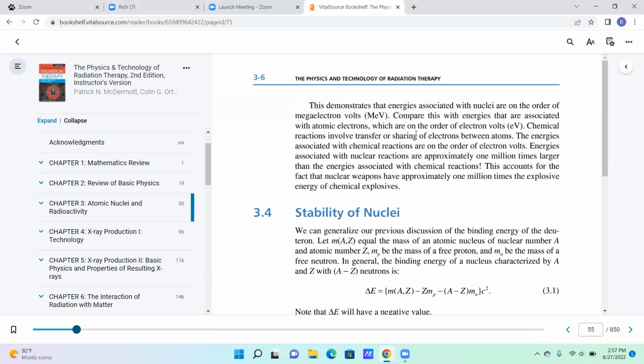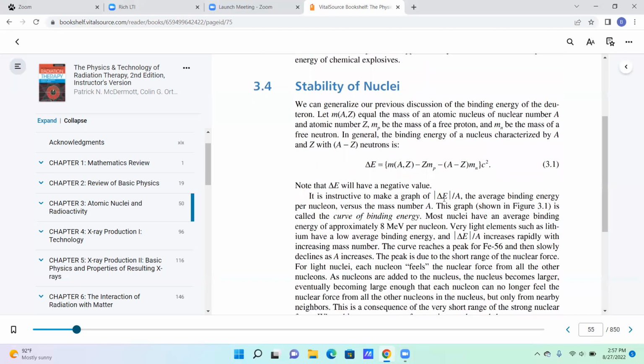Chemical reactions involve transfer or sharing of electrons between atoms. The energies associated with chemical reactions are on the order of electron volts. Energies associated with nuclear reactions are approximately 1 million times larger than the energies associated with chemical reactions. And this accounts for the fact that nuclear weapons have approximately 1 million times the explosive energy of chemical explosives. It'll make you feel all warm and fuzzy.